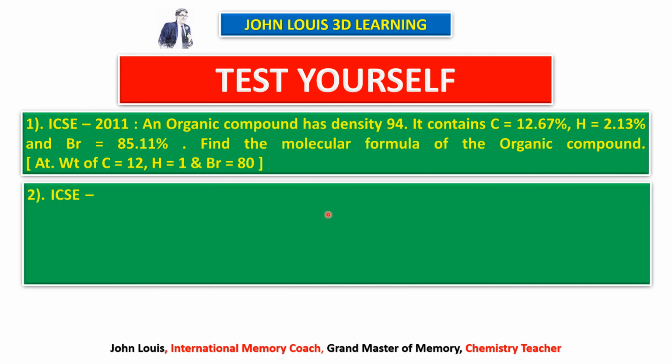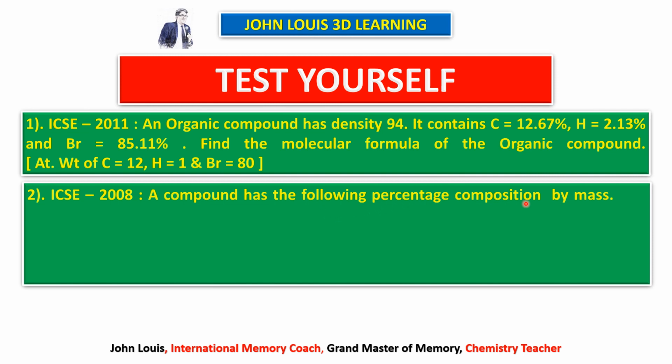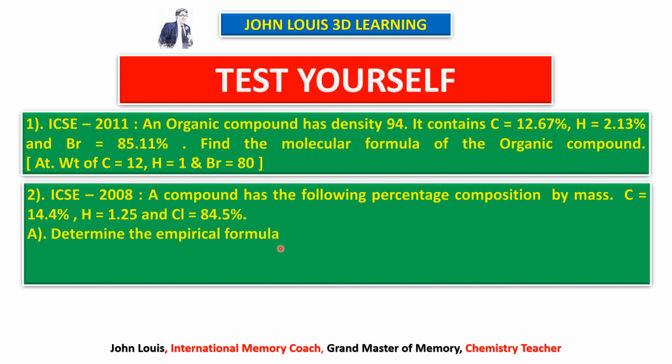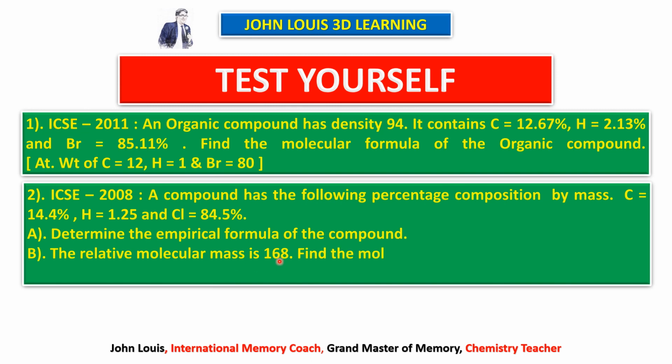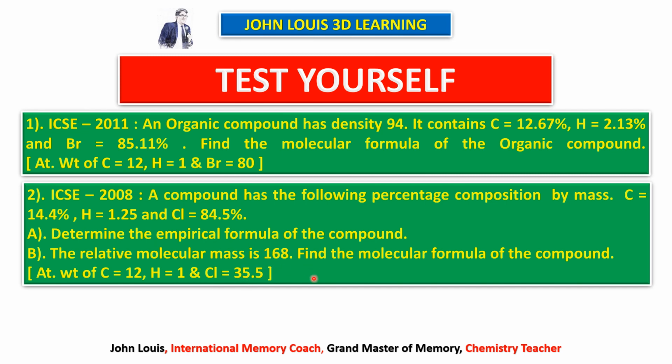And similarly, the second sum, which was asked in 2008. A compound has the following percentage composition by mass: calcium so much, hydrogen so much, chlorine so much. Determine the empirical formula of the compound. Second, the relative molecular mass is 168. Here straight away they have given the molecular mass. They have not given the vapor density. Straight away we can use this one, and using the formula we can find out its molecular formula also. The atomic weights are given as usual. If you pause the video here and work out, then you can come back and continue with the video and check your answer.